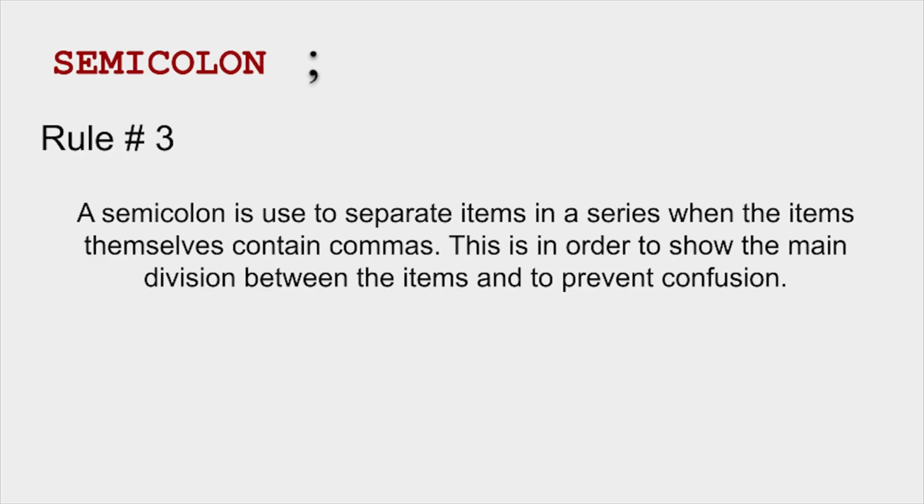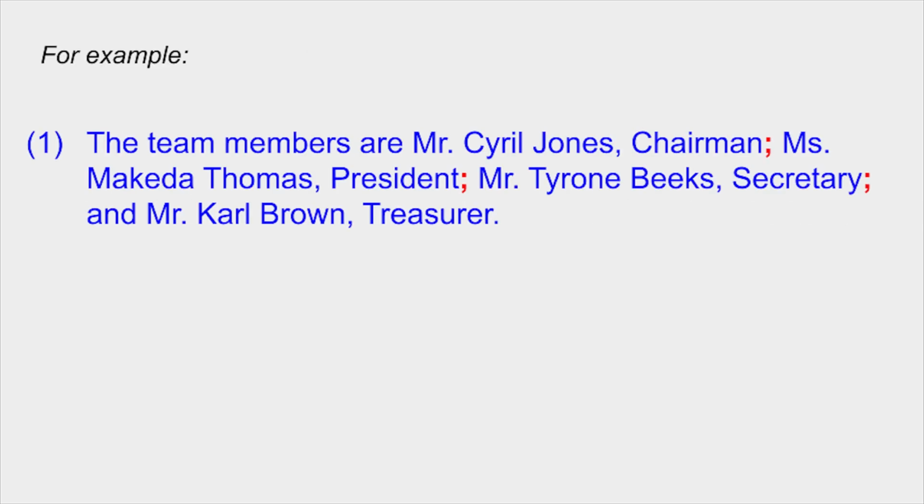Let's look at rule number 3. A semicolon is used to separate items in a series when the items themselves contain commas. This is in order to show the main division between the items and to prevent confusion.